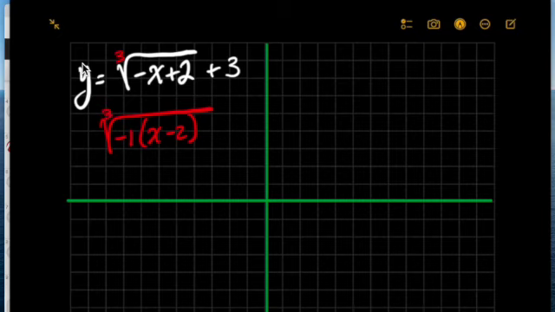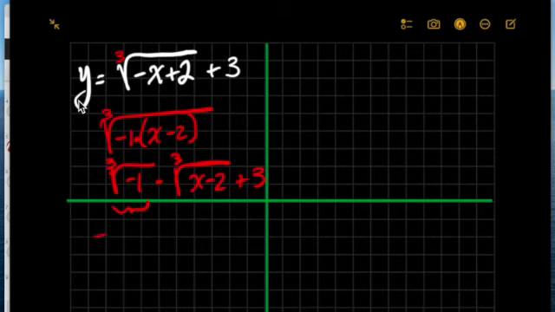Folks, this is a product. When you have a product within a radical, you can make it 2 separate radicals as long as you keep that root the same. So we're now going to have the cube root of negative 1 times the cube root of x minus 2, and let's not forget our plus 3. This is going to become negative 1, cube root of x minus 2 plus 3.